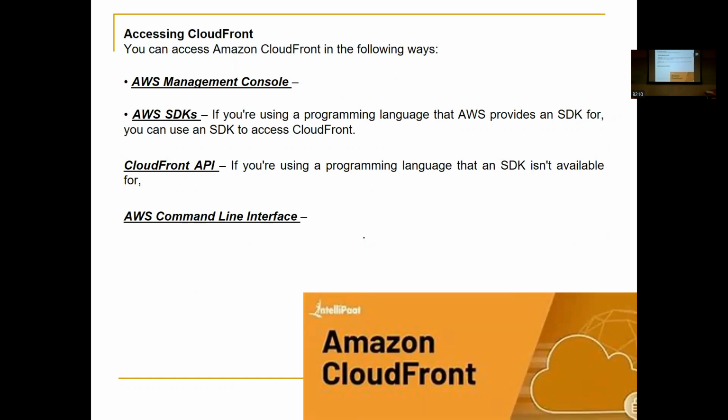How can we access CloudFront? We can access CloudFront by using the management console, meaning the screen that we see when we log into the AWS account. From that, you can access CloudFront. Otherwise, if you are a programmer, you can use a programming language that is supported by AWS, and through the libraries, you can access CloudFront. Otherwise, if you are using a language which is not supported by AWS, then you can use some APIs. Or you can use a command prompt, the console screen, and write commands to access CloudFront. So you can access CloudFront by all these four options.